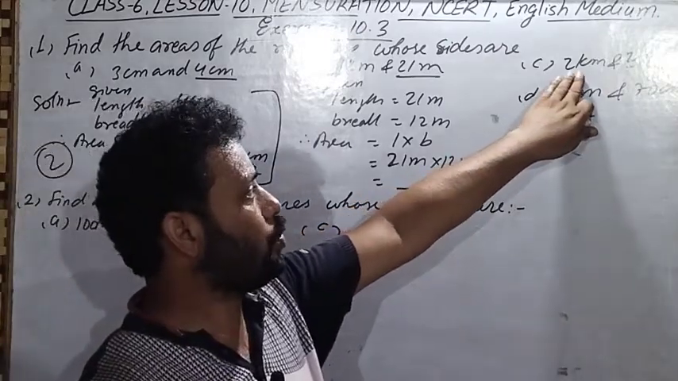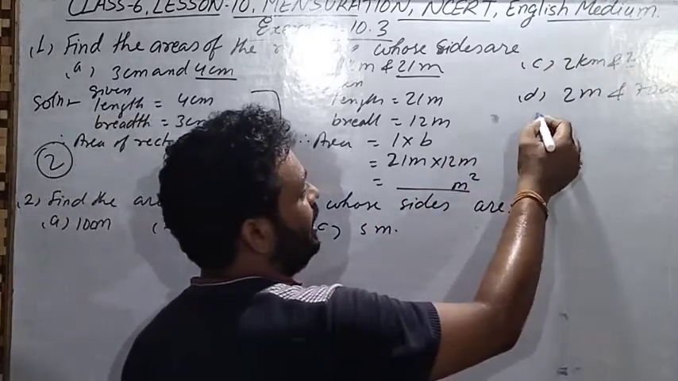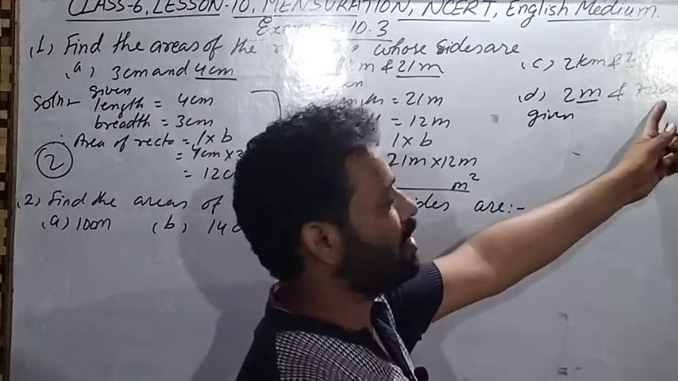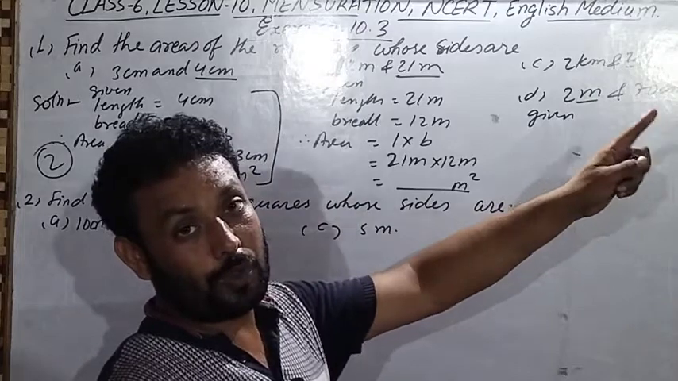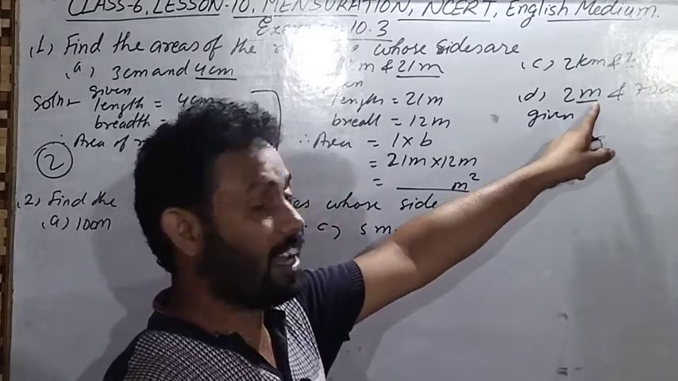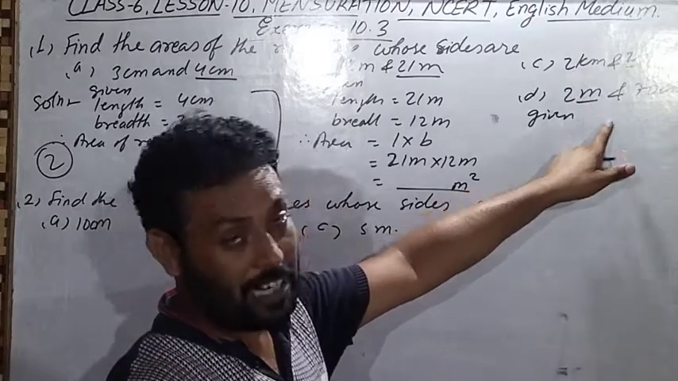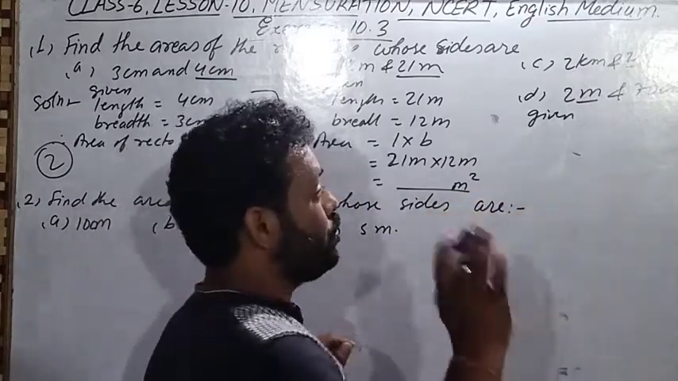Question number C, 2 kilometer and 3 kilometer, you will do by yourself. Then in D you can see that one is in meter and the second one is in centimeter. So here both the units should be the same. कहने का अर्थ है अगर ये लेंथ मीटर में है तो ब्रेथ भी मीटर में लेंगे, अगर सेंटीमीटर में है तो सेंटीमीटर में लेंगे, किलोमीटर में है तो किलोमीटर में ही लेंगे. So unit should be same.